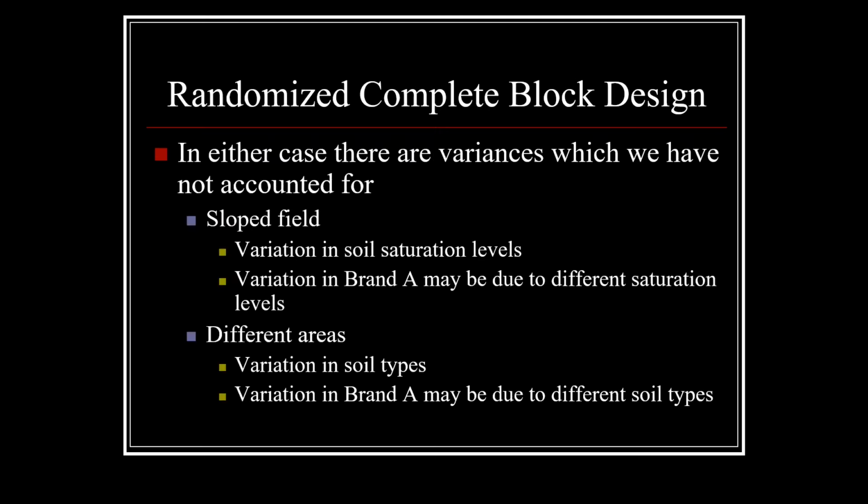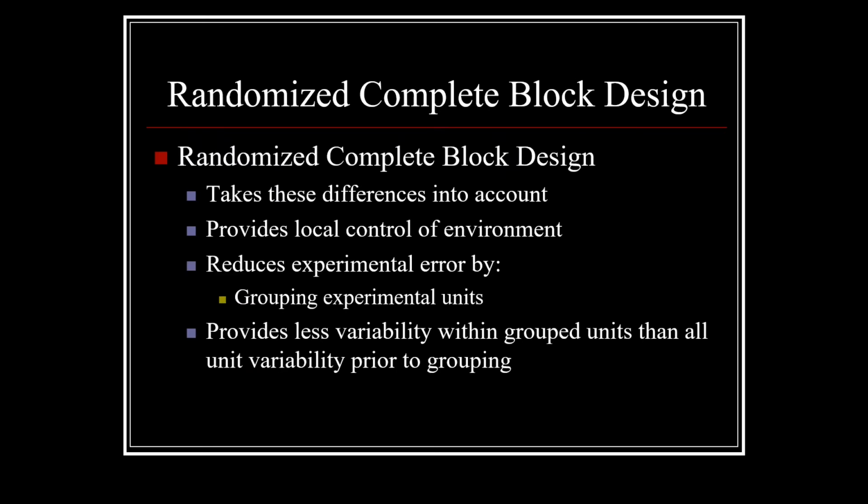In either of these cases, there are variants which we have not accounted for. In our sloped field, there's variation in our soil saturation levels, so variation in brand A may be due to different saturation levels, and not necessarily in our treatment. In our different areas, the variability in our soil types could mean that the variability in brand A is due to the different soil types and not the treatment. When this happens, it's appropriate to run what's called a randomized complete block design.